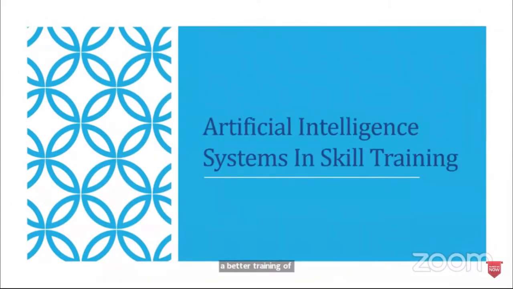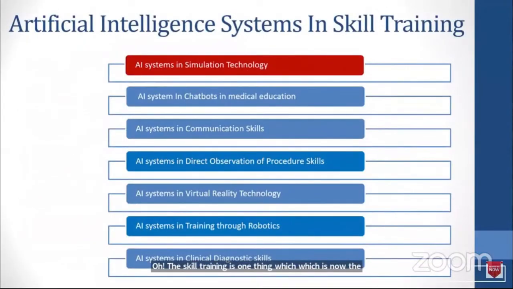Now, skill training is one thing which is now the test of time, where various types of skill training are available. We are not discussing teaching or the cognitive domain. We are discussing how AI systems can be used in skill training: simulation, chatbots, communication skills, apps, and then virtual reality, robotics.